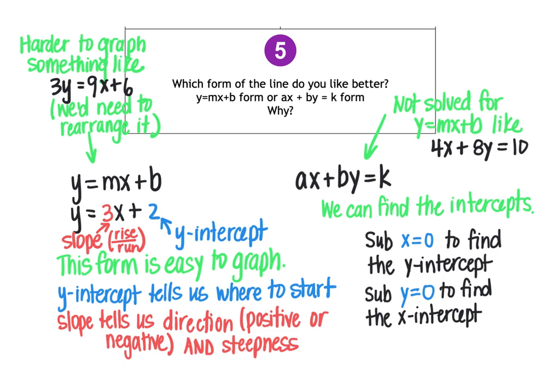So which form we prefer might depend on what we're more comfortable with graphing. Do we like to graph y equals mx plus b, and are we okay with manipulating an equation to put it in that form if it's not already given? Or do we like to sub in zeros, find our intercepts, and plot those points? At the end of the day, it's a personal preference.